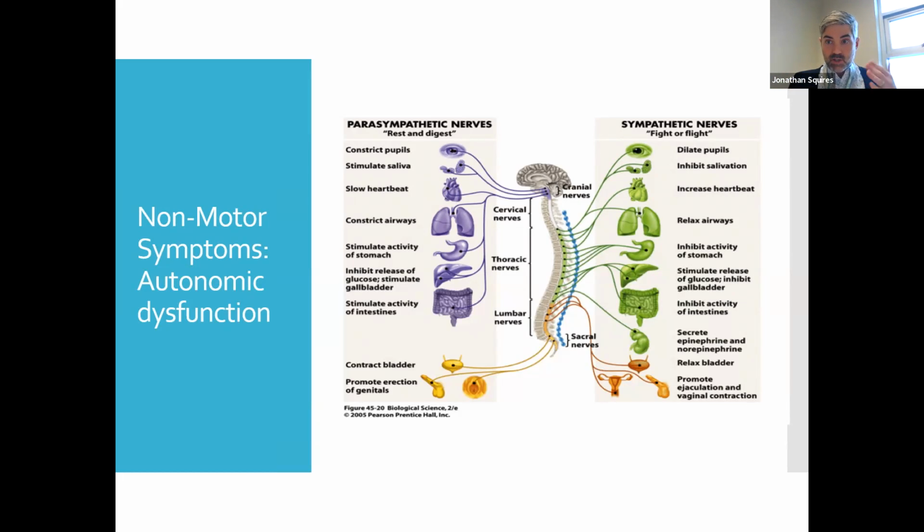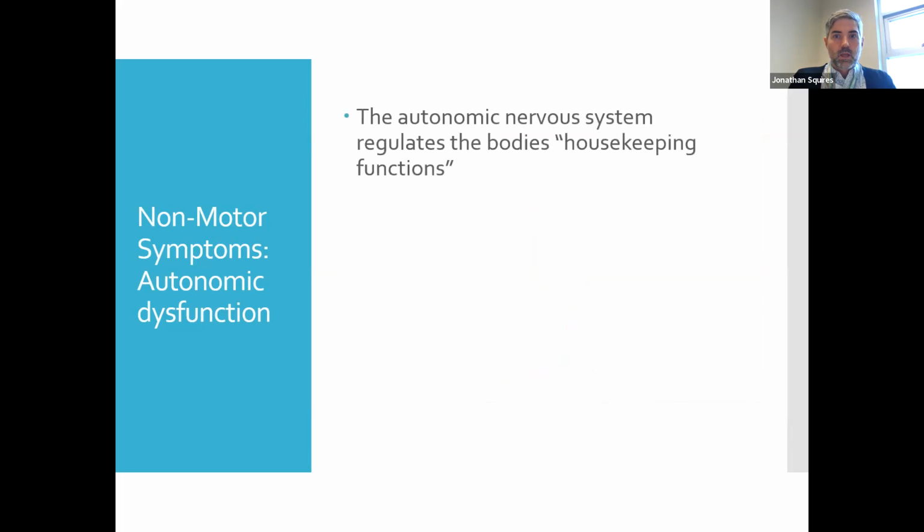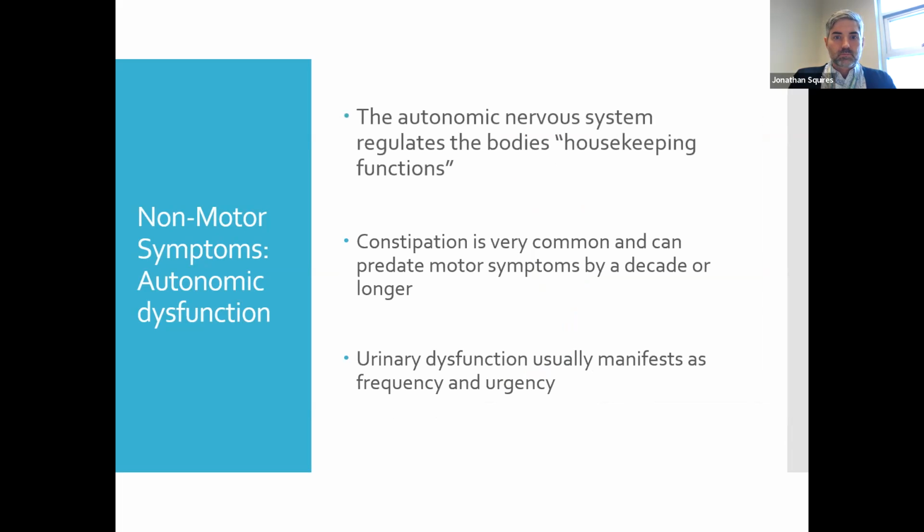Blood pressure regulation, so you can get lightheaded when you stand up because the blood pressure drops when you go from sitting or lying to standing up. Those are really the biggest autonomic changes that we see in Parkinson's disease. And urinary dysfunction most commonly is frequency and urgency. So you have to go more often, and when you have to go, you have to go right now, which obviously can be a big problem.